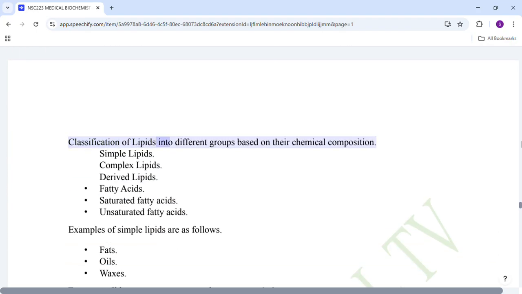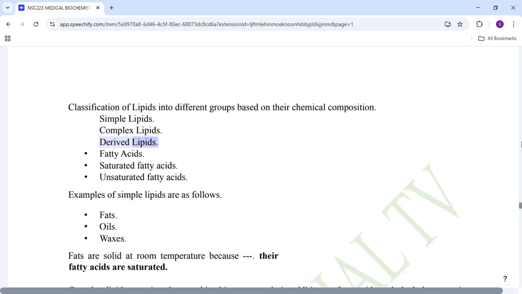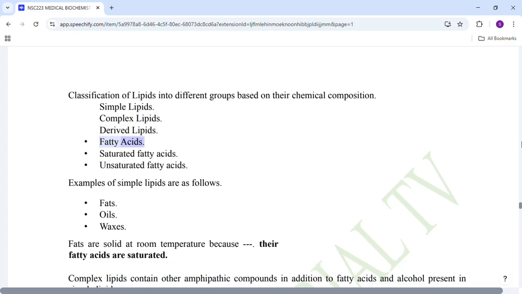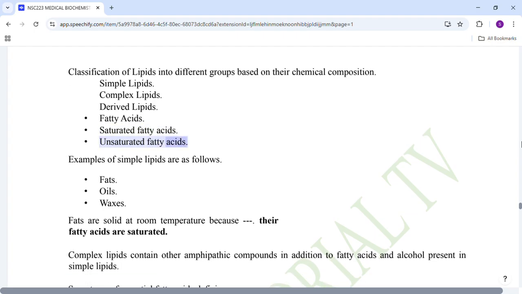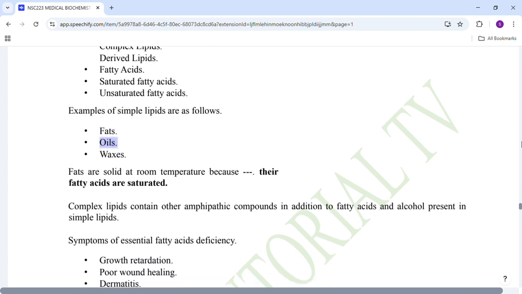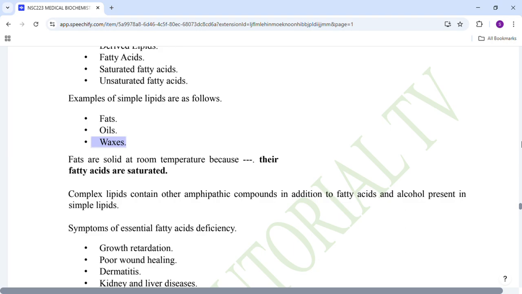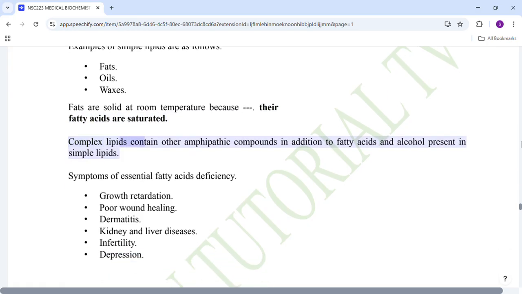Classification of lipids into different groups based on their chemical composition: simple lipids, complex lipids, derived lipids. Fatty acids: saturated fatty acids, unsaturated fatty acids. Examples of simple lipids are as follows: fats, oils, waxes. Fats are solid at room temperature because their fatty acids are saturated. Complex lipids contain other amphipathic compounds in addition to fatty acids and alcohol present in simple lipids.